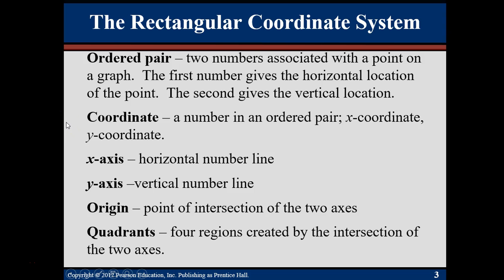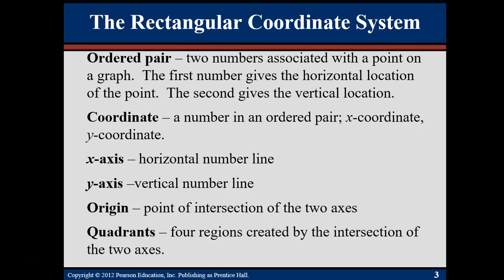We have some vocabulary. An ordered pair is what we're going to use to plot our point. It's going to be two numbers inside of a set of parentheses. The first number is going to give you the horizontal movement, and the second will give you the vertical movement. Each number in there is called a coordinate. The first part of the ordered pair is the x-coordinate, and the second is the y-coordinate.